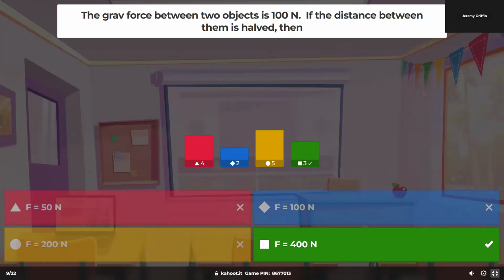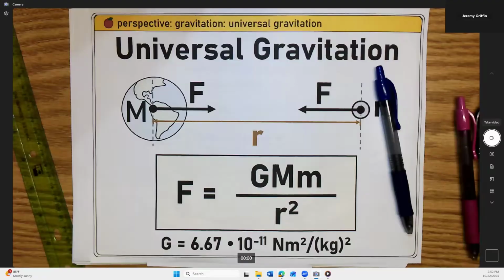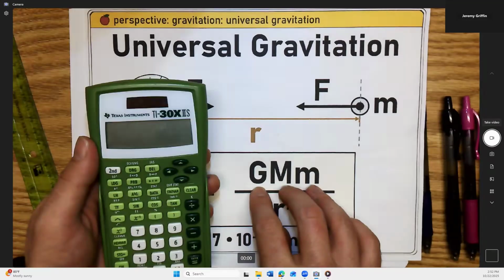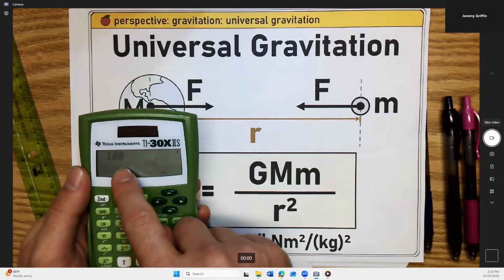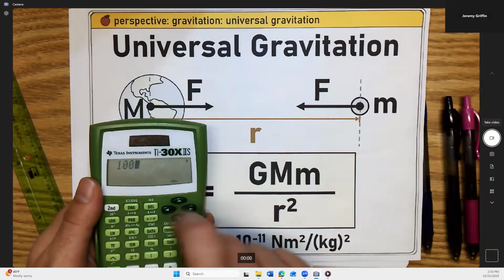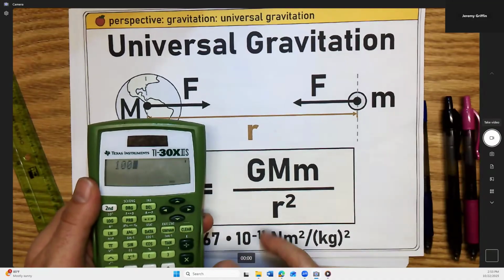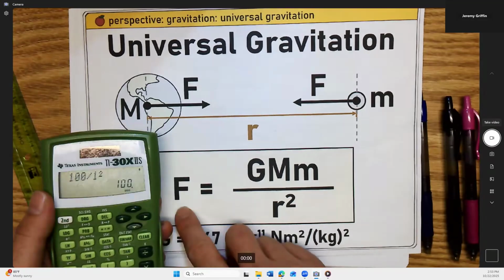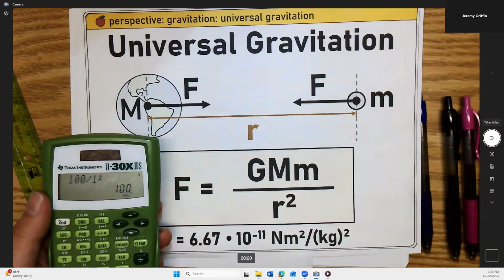Wow. Yeah, so it's actually four times the force, 400. Here, let me show you guys that that's true. So in my calculator, let's say all this GMm comes out to like 100 units. Okay. And let's say this R is like 1. Do 100 divided by 1 squared. So the force would be 100 units, whatever those units are, newtons, pounds, whatever.